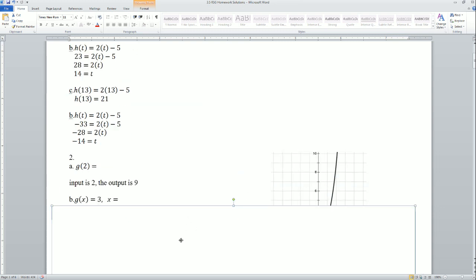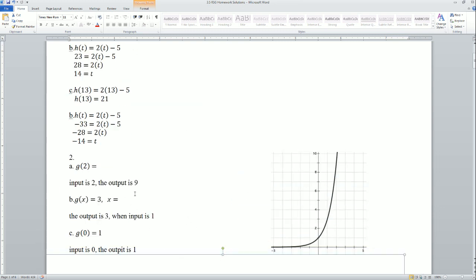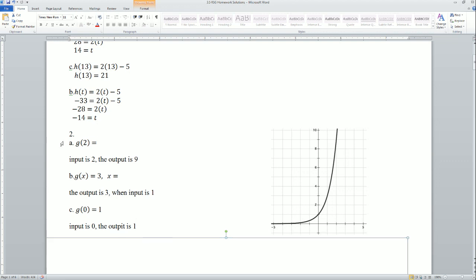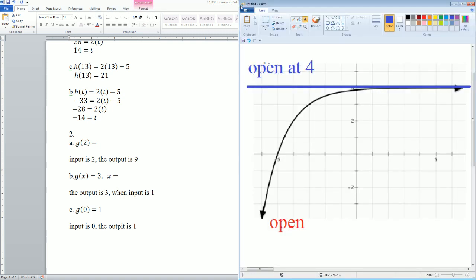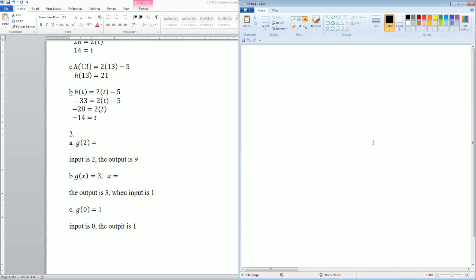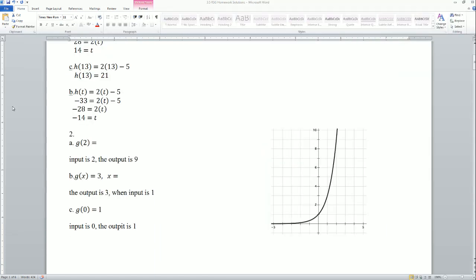Here we're given it in terms of a graph. It says g of 2 equals. What does this mean? Given the input, because what goes in the parentheses is the input, given the input is 2, the output is 9. Do you want to see that? I could just bring up Paint if you need to see that. Hold on, I need to paste it over and make sure. Give me a second.